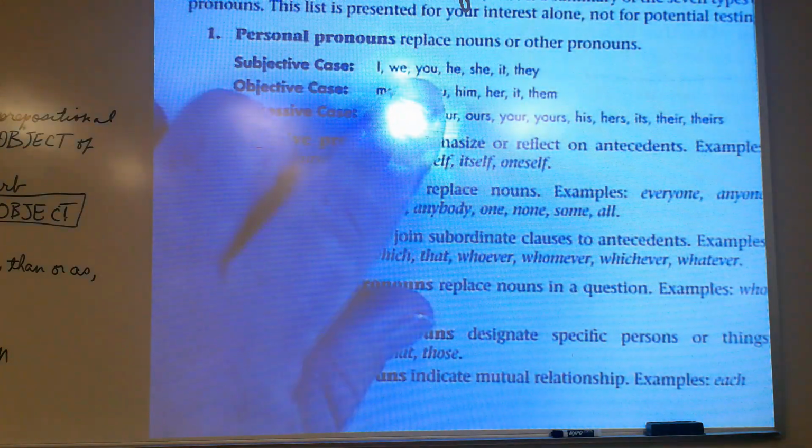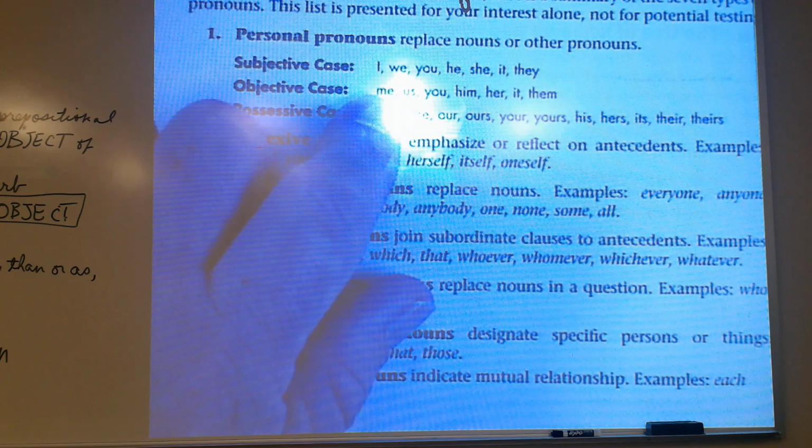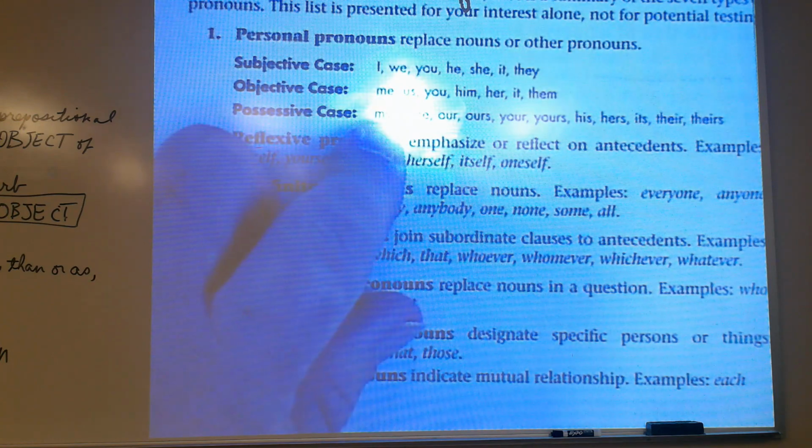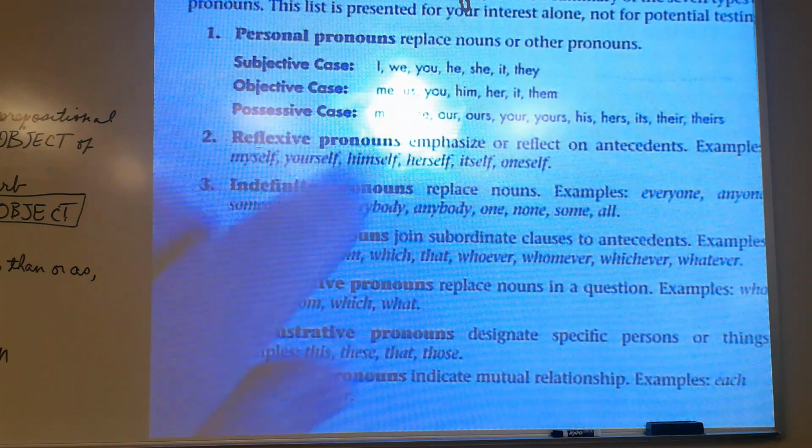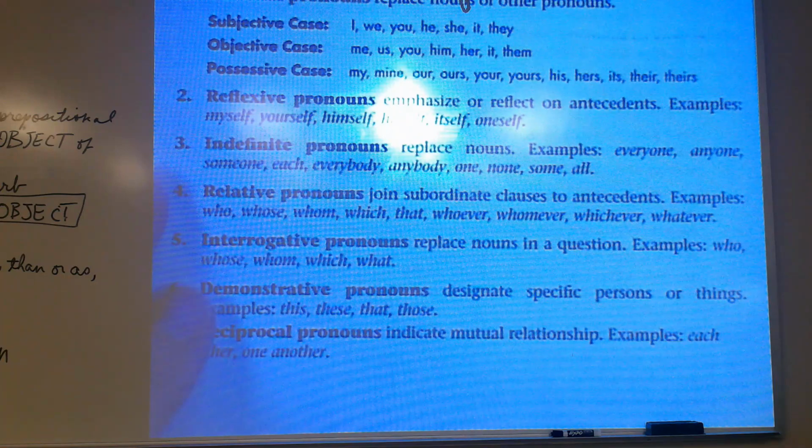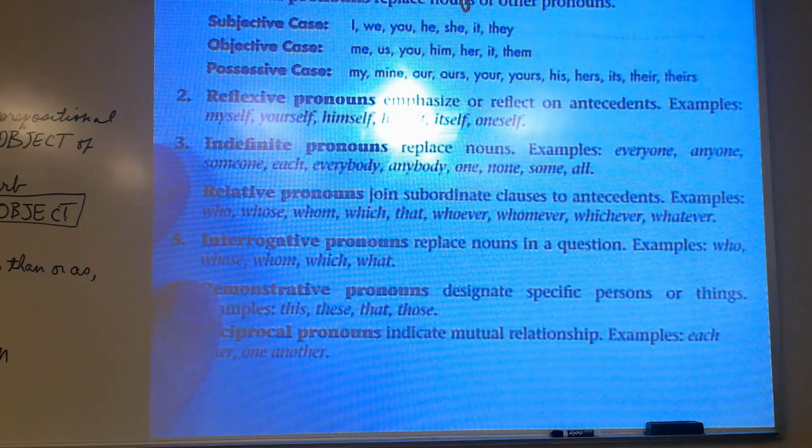So there's your subjective case. I, we, you, he, she, it, they. There's your objective case. Me, us, you, him, her, it, them. Possessive case. My, mine, our, ours, your, yours, their, theirs, his, hers, its, and theirs. Reflexive pronouns. Add the self or the selves to the end, but there's no such word as his self. Or themself. Indefinite pronouns, most of them are considered to be singular with the exception of the word few, several, both, and a few others. There's not very many of them there.